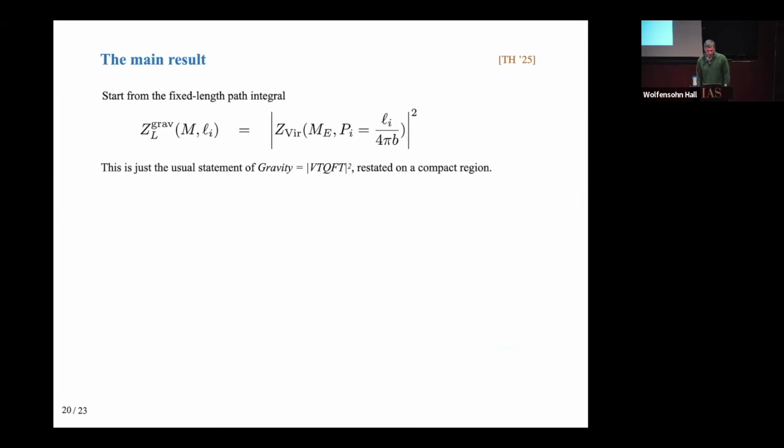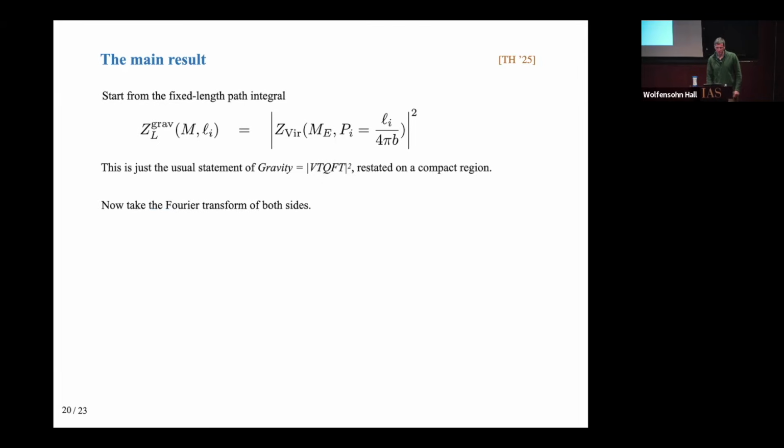Now that I've described where gravity lives, I can restate and derive the main result for the fixed angle path integral that I stated earlier. We start from the fixed length path integral. Recall that the fixed length path integral is the Virasoro TQFT amplitude squared. This is just the usual relationship between gravity and Virasoro TQFT, restated on a compact region by stripping off all the conformal blocks and C0s.